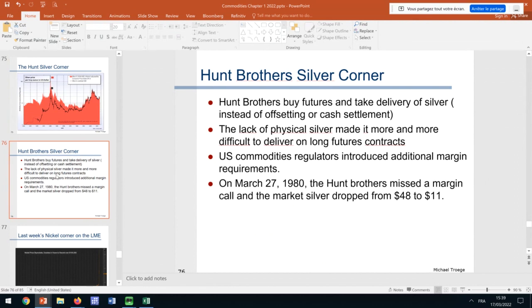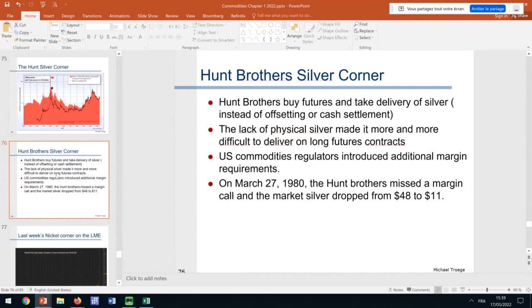Okay, and these financial traders thought that they could offset these contracts, but they couldn't. So they had to find the silver to deliver it, or they had to offset at very high prices. Given that the Hunt brothers had done this for a long time, they had basically bought up all the physical silver that was available.